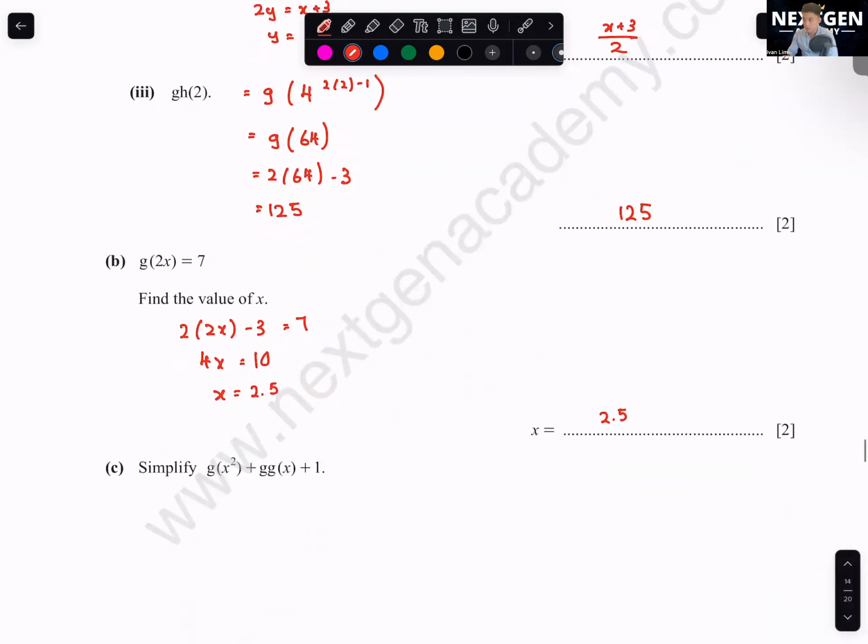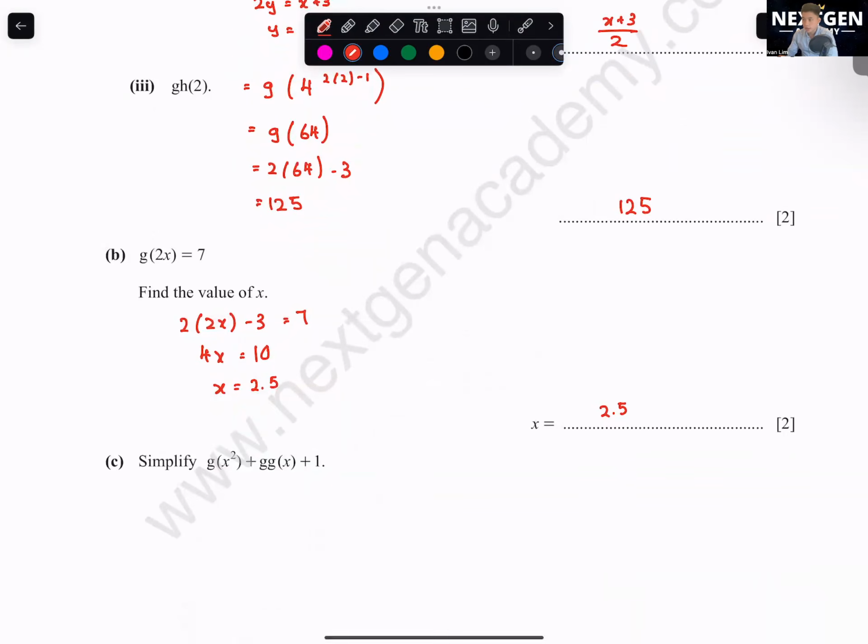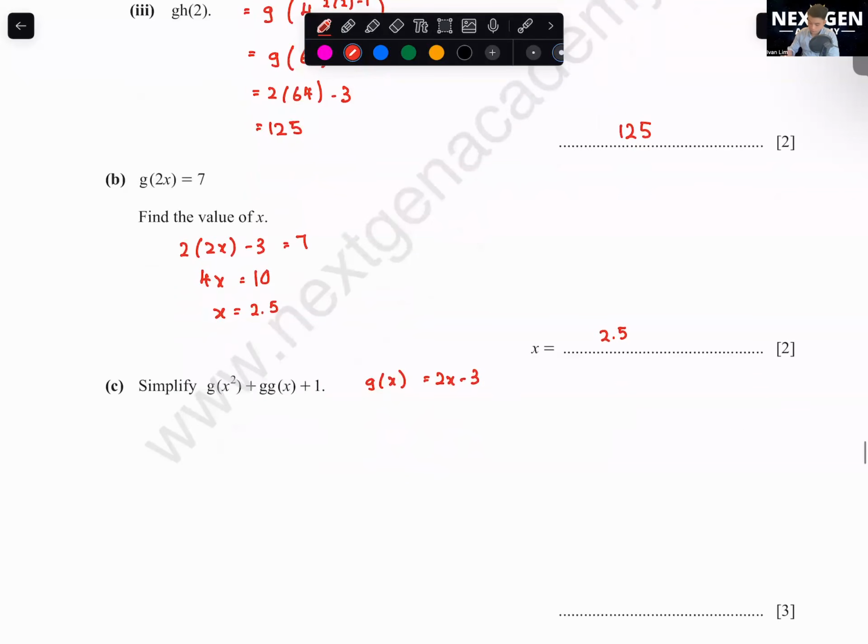Okay, next one, question C. Gx squared plus ggx. I write down what is gx first. Gx is 2x minus 3. Let's calculate what is ggx first. Ggx is equal to g of bracket 2x minus 3. Then 2(2x minus 3) minus 3. Let's simplify this. You'll get 4x minus 6 minus 3. We should get 4x minus 9.